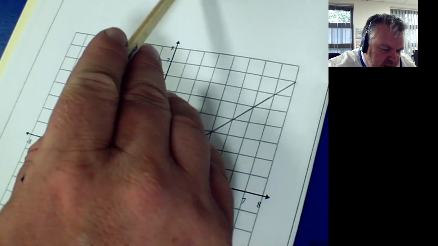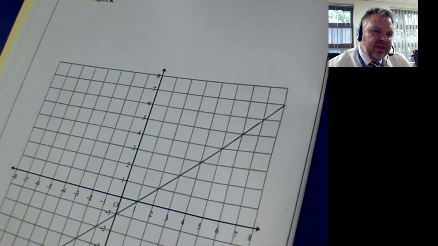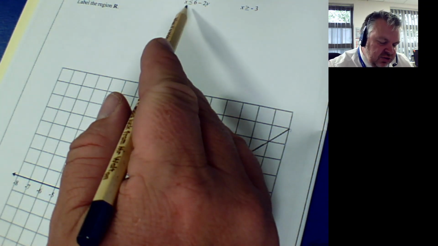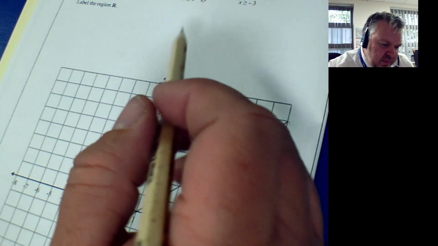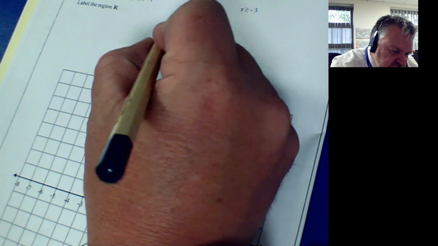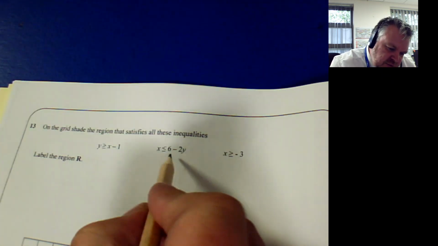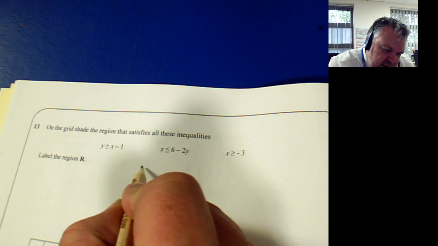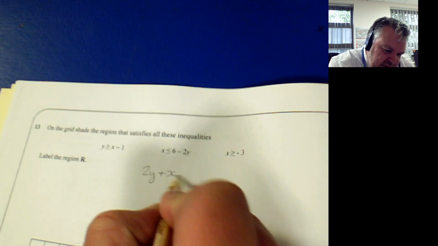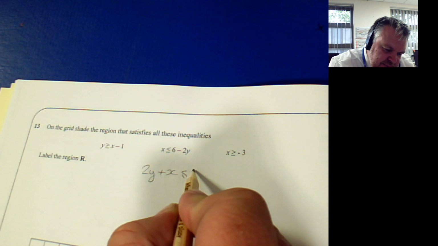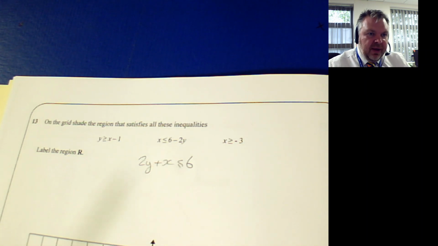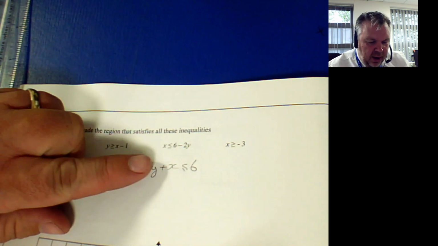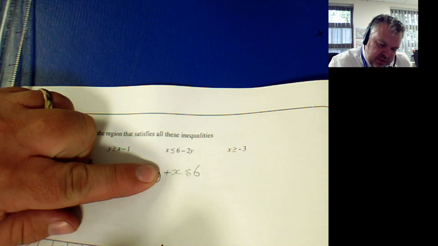Oh, interesting. This one is not in the normal form, so I think the best thing to do here is to rearrange it. I think I'm just going to bring my 2y across to the other side and say 2y plus x is less than or equal to 6. So I literally just moved it across. By doing it this way, I can use my cover over method, which says that if y is 0, x is 6. So I can put myself across at 6. You can't quite see I've done that, but there you go.